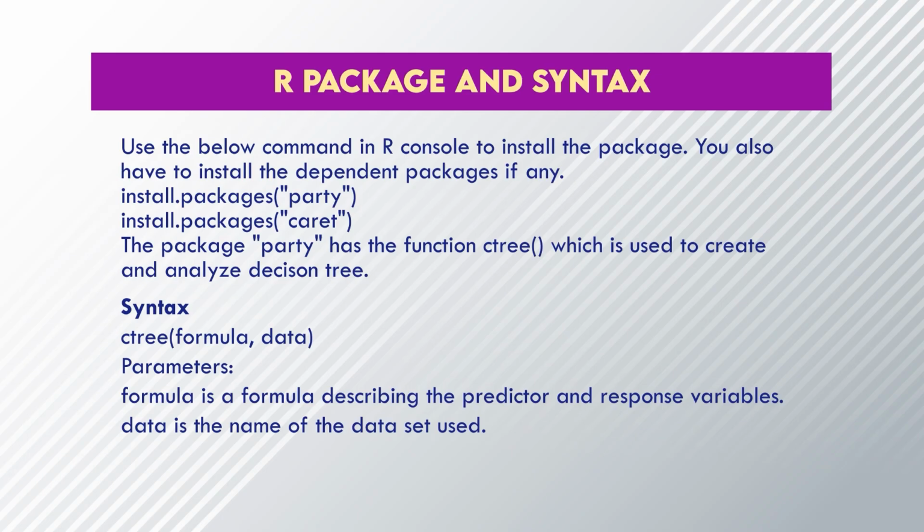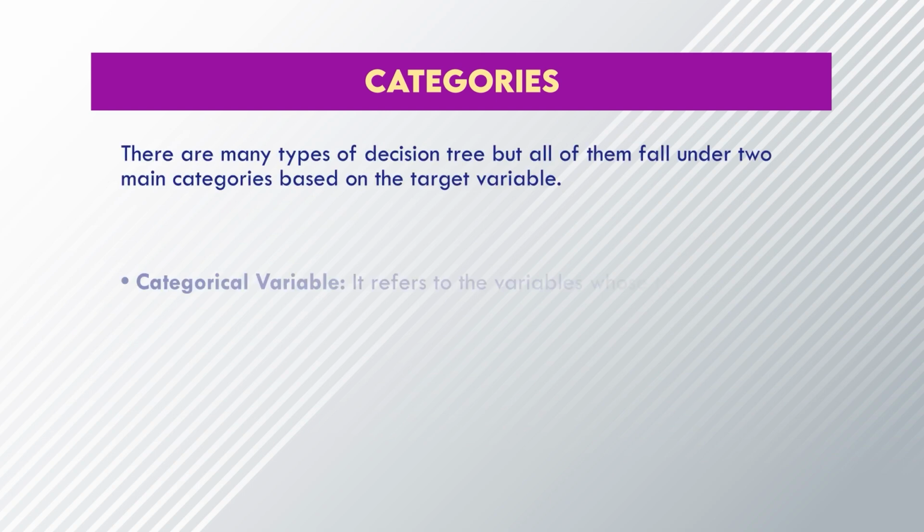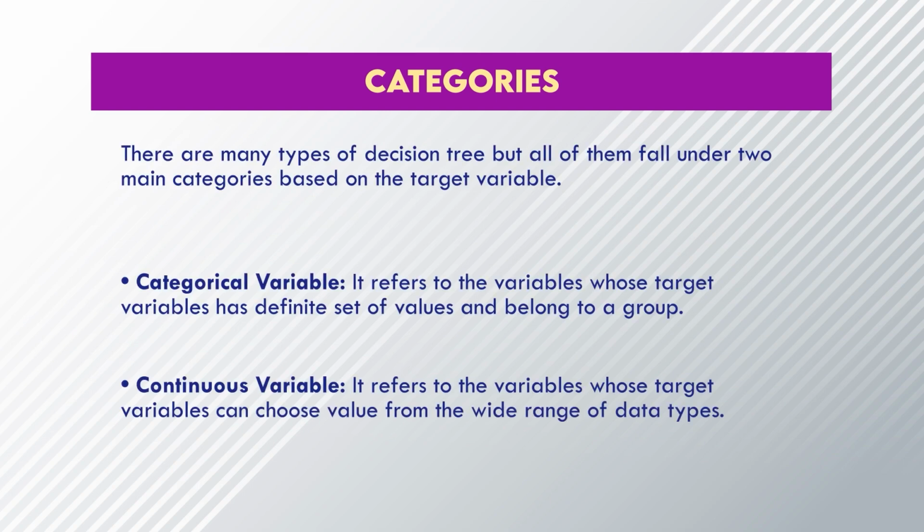The arguments in this function ctree are formula comma data. The formula is the predictor and response variable, and data will be the data set that we will be inputting inside it. Okay, so there are different types of decision tree present, but more specifically we will only be using the conditional decision tree. There are many categories of decision tree, but all of them fall under two categories based on the target variable.